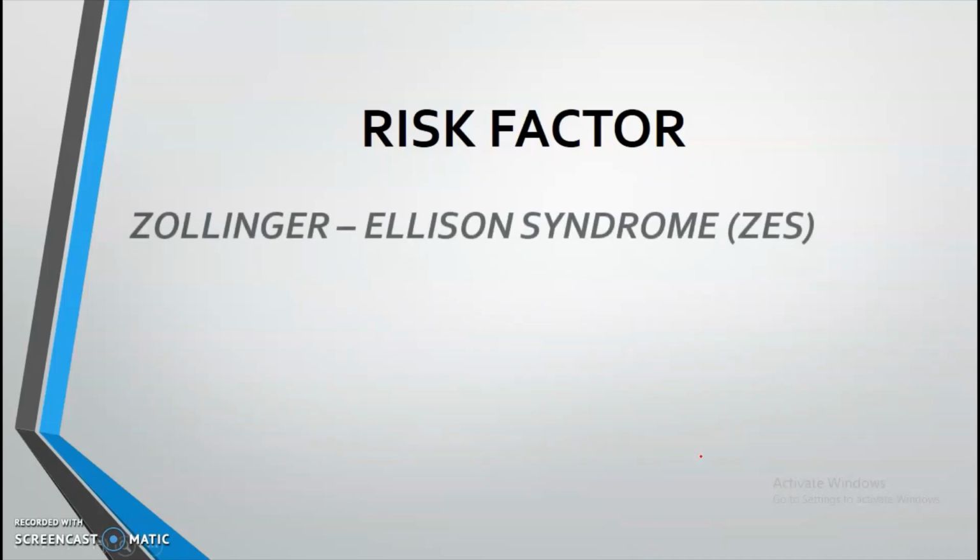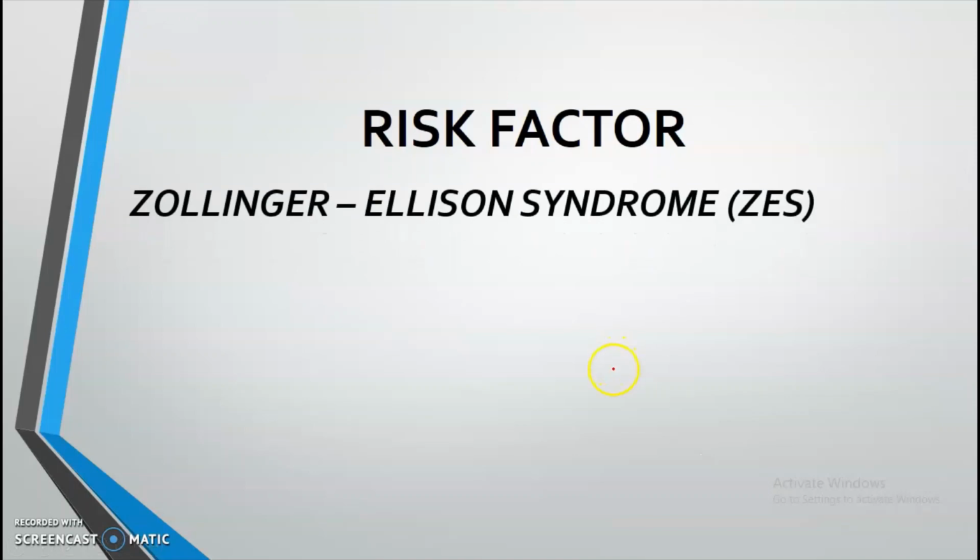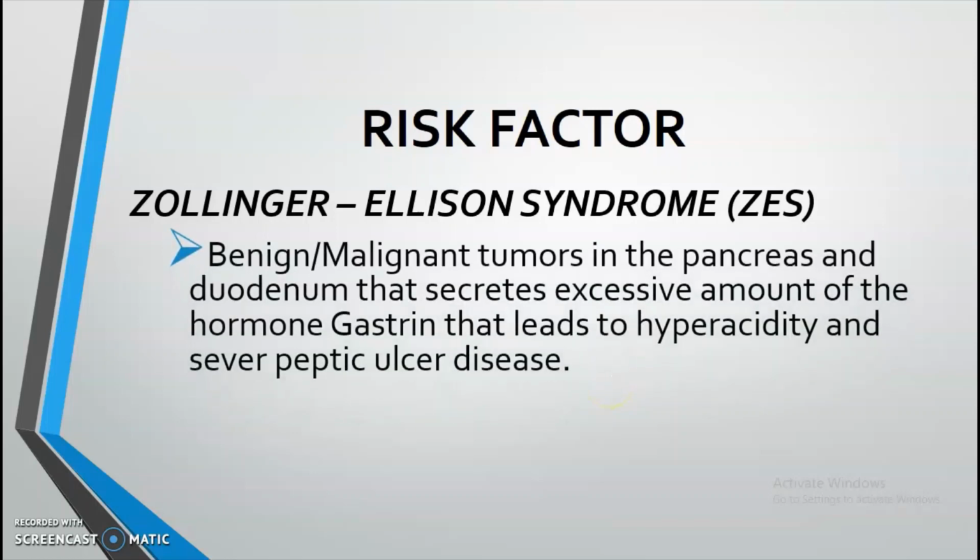Okay, another one is your Zollinger-Ellison syndrome. So Zollinger-Ellison syndrome is actually a benign or a malignant tumor of the pancreas, wherein it secretes an excessive amount of the hormone gastrin that leads to hyperacidity and severe peptic ulcer disease. So basically, this is a condition of the pancreas or duodenum, and this tumor o yung bukol na yon nagpo-produce siya ng tinatawag na gastrin, and this gastrin increases the activity, the hyperacidity of the gastrointestinal lining that will lead to severe peptic ulcer disease. So those are the factors that can contribute to the development of your peptic ulcer disease.